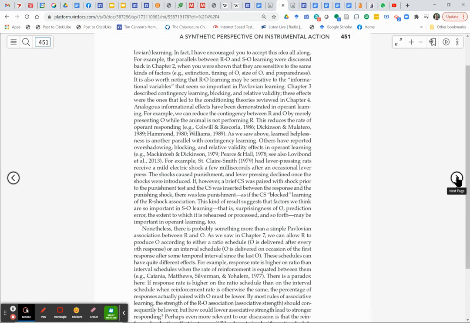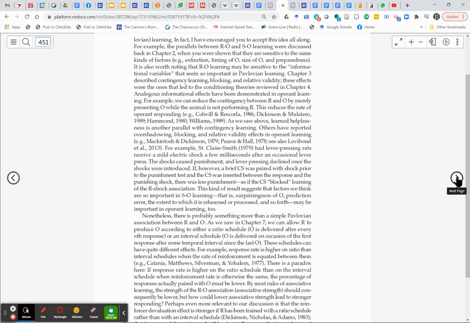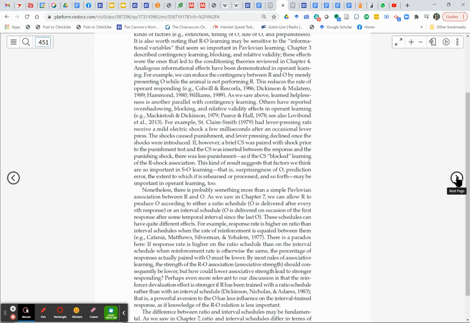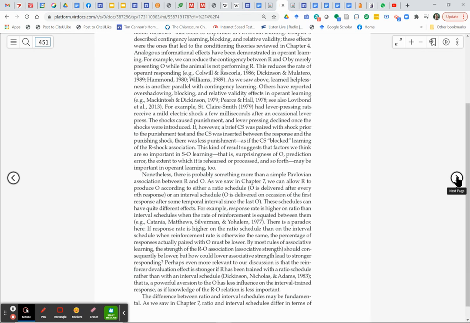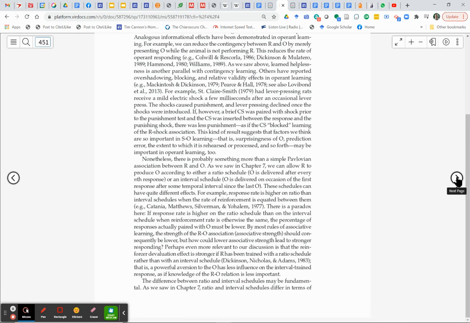R-O, S-O, size of the O, lever pressing, electric shock. You got some blocking going on here. This kind of result suggests that factors we think of as important for S-O learning, that is surprise, may be important for operant learning too.